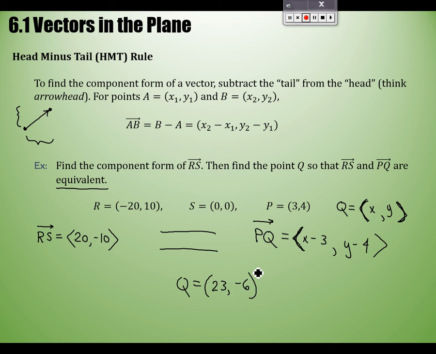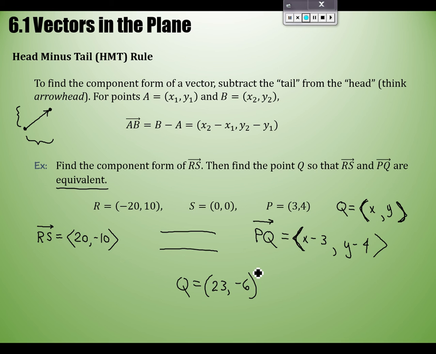And then I think that we're done with this problem. But let's just make sure this checks with our intuition. Let's all kind of draw RS in our minds. The vector RS is the vector from the point negative 20, 10, that's over here in the second quadrant, to the point 0, 0. That's a little weird. It's like a vector pointing to the origin. But when we say this, we're saying we can translate it down, put it at the origin, and that this is the same vector. Okay.